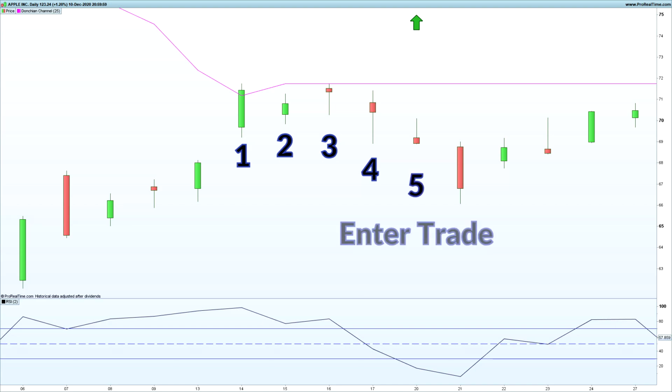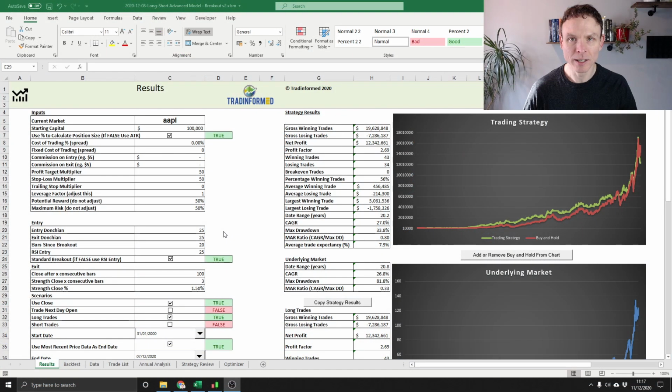On the screen at the moment is how I am carrying out this analysis. This is a trade-informed backtest model, and I have programmed in the two strategies that I have just described. This particular model was prepared for my trade-informed members. They already have a copy of this.